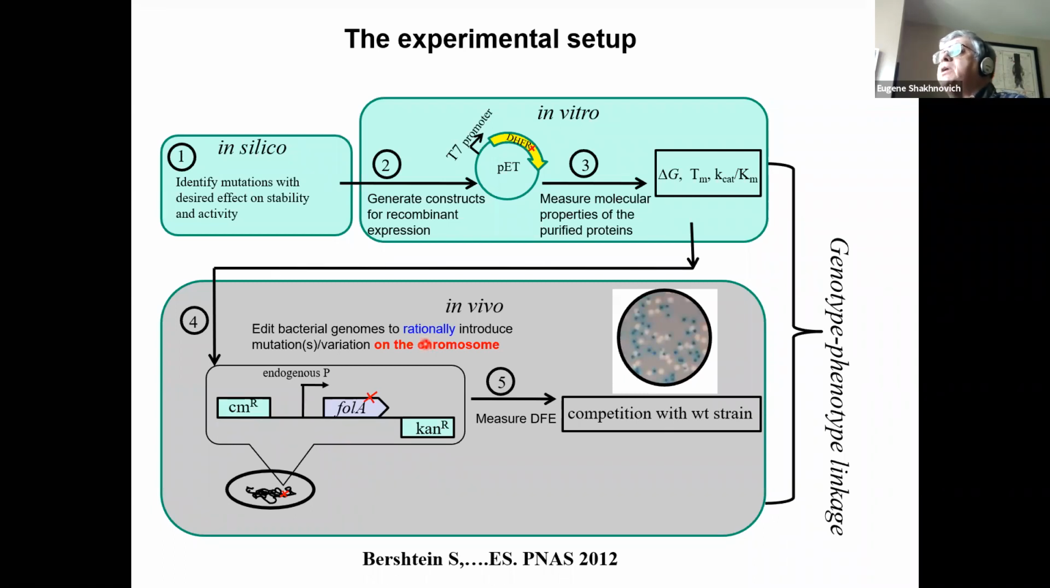So this is the idea, and there are several papers published from the lab which highlight how this is done. There are technicalities, of course, there.